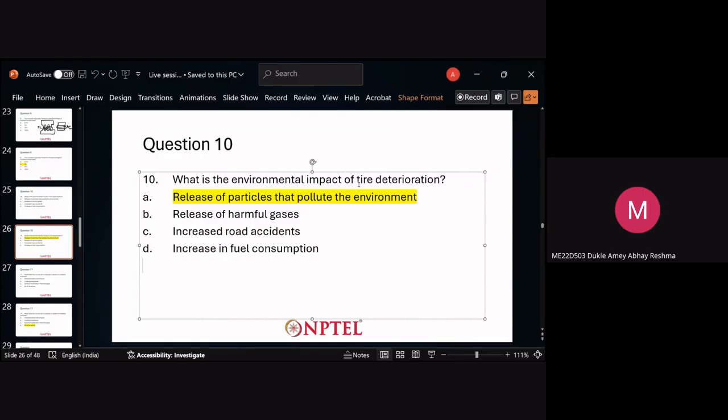So what you are saying is completely sensible, and yes, the release of particles actually causes pollution in the environment. But road accidents will also happen, and there will also be release of harmful gases, because heat will be generated, and your tire is made up of carbonaceous material, rubber. So that will also happen. A lot of factors will be happening, but the major thing is the release of particles that pollute the environment.